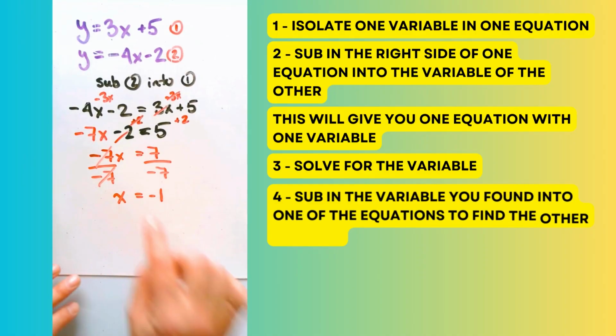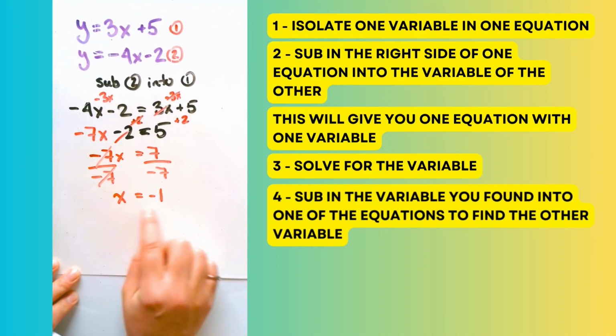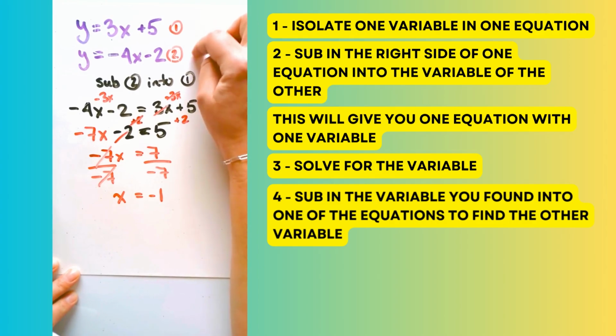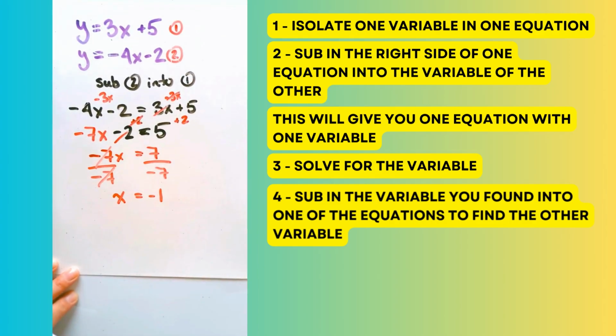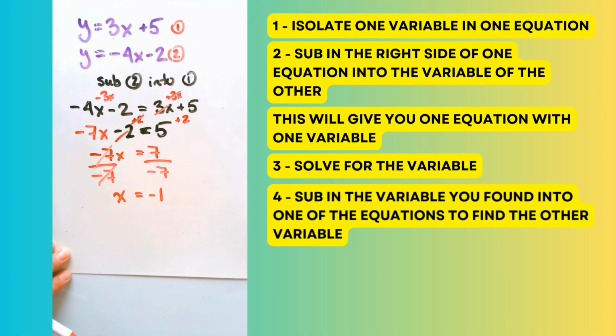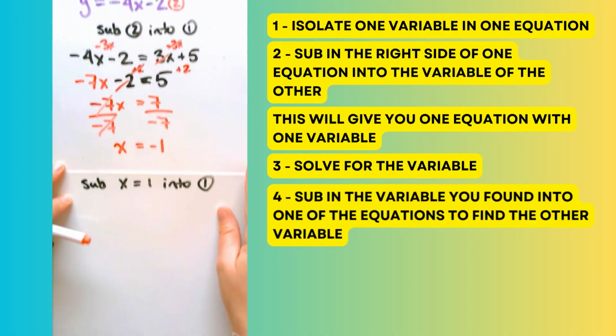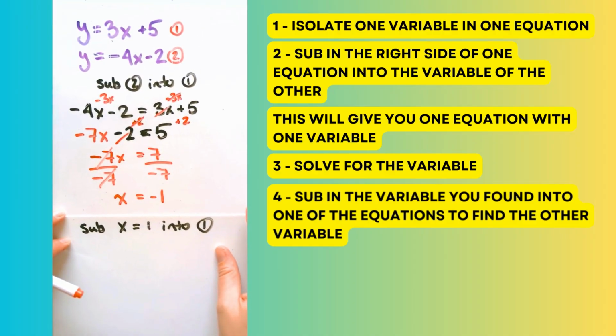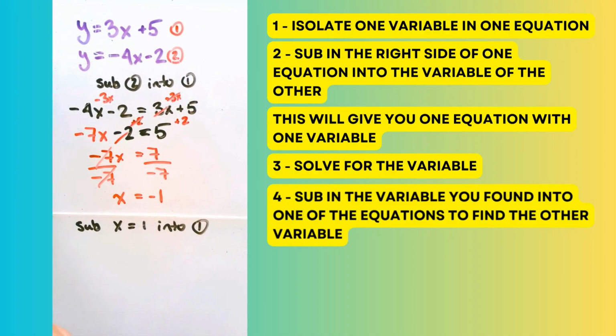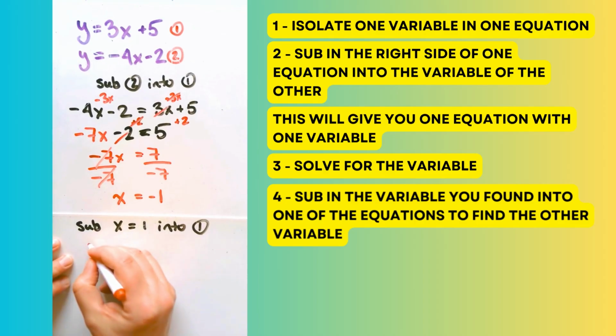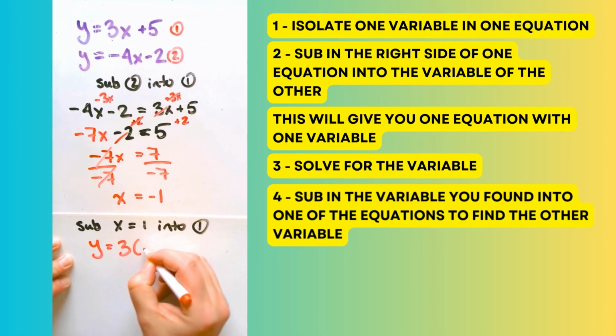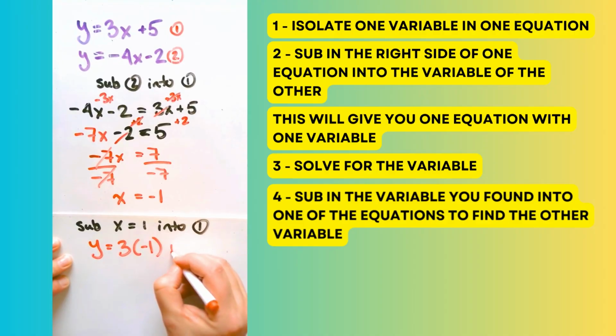So this is what we're going to do. We're going to take the value that we just found for the variable, x equals negative 1, and plug it into one of the equations. It actually doesn't matter which one. You can choose, and I'm just going to plug it into the first equation. I like to write it this way, sub x equals negative 1 into equation 1, and this is why I label it with a little circle. It's going to look like this. y equals 3 times negative 1, right, plus 5.